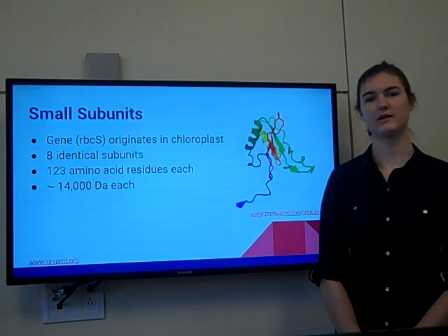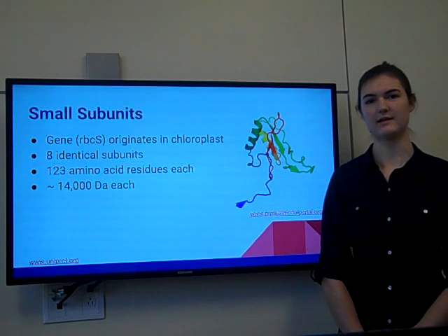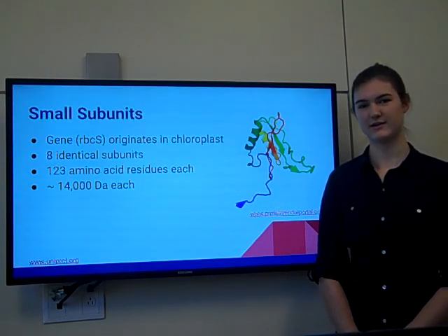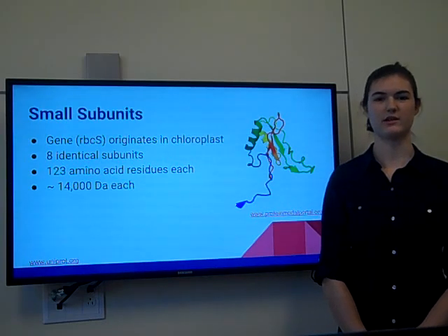The small subunit comes from the RBCS gene, also originating in the chloroplast. All 8 small subunits are identical, and they consist of approximately 123 amino acids.